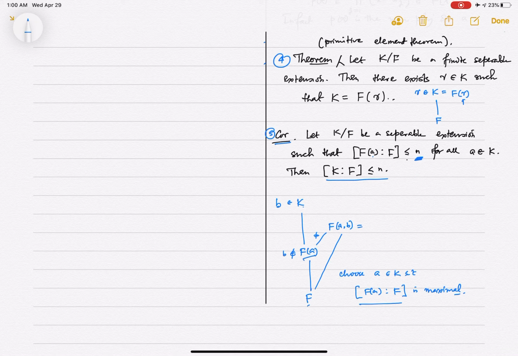But then, by primitive element theorem, this is again equal to F(gamma) for some gamma in K. Now here is the extension F(gamma) over F, whose degree is strictly bigger than the degree of F(a) over F, because you see this is strictly containing the other one. But that contradicts this maximality. And that's why this corollary is true.